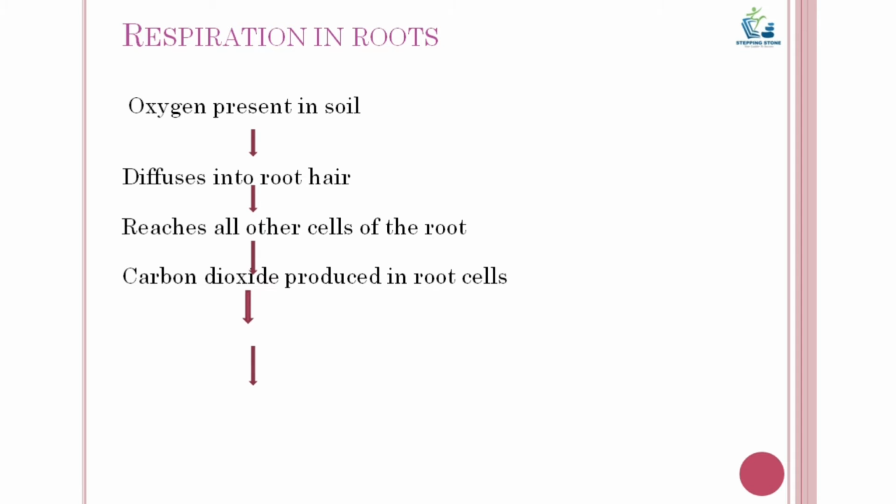Similarly, when oxygen reaches the cells of the root, respiration takes place and then carbon dioxide is produced as a waste product in the root cells. This carbon dioxide again diffuses back to the root hair, and finally the carbon dioxide diffuses into the soil. So the respiration of roots occurs by the diffusion of the respiratory gases, oxygen and carbon dioxide, through the root hairs. So let me show you the diagram for better understanding.